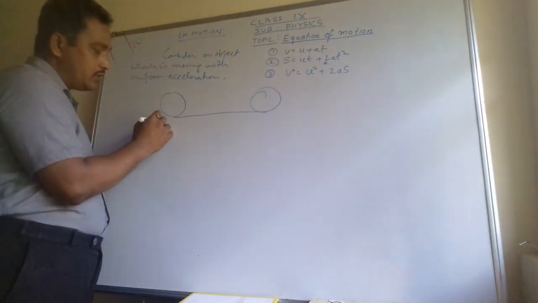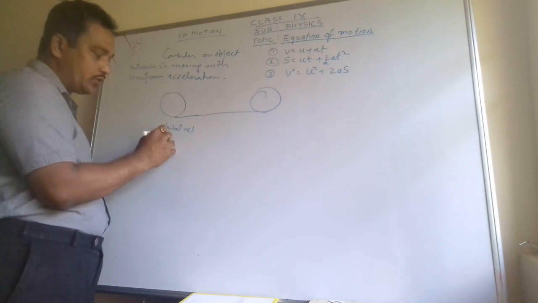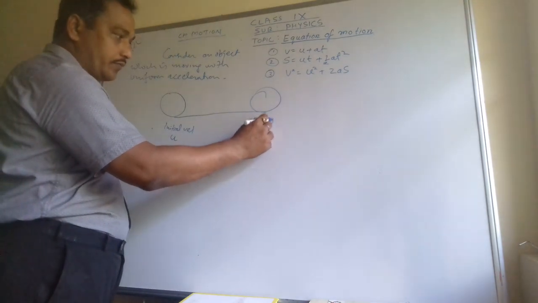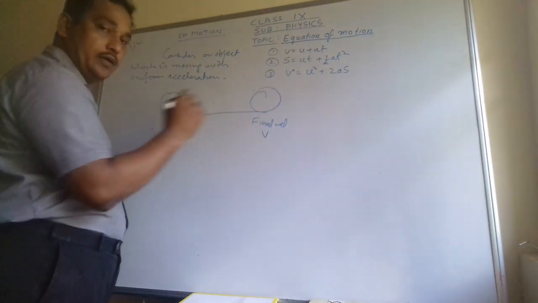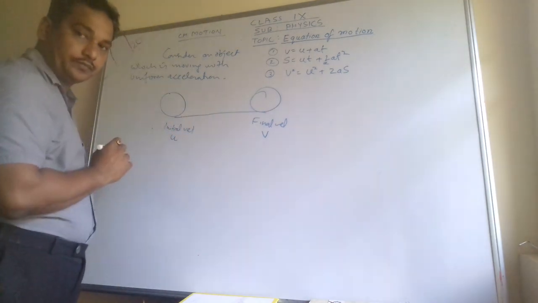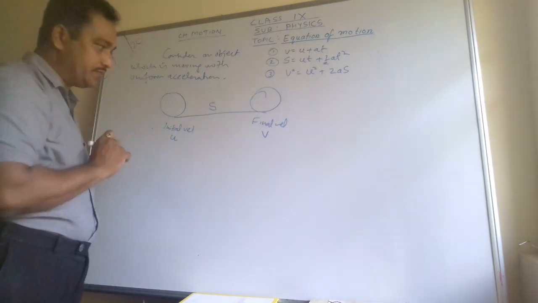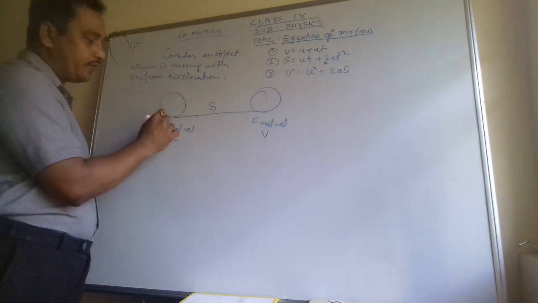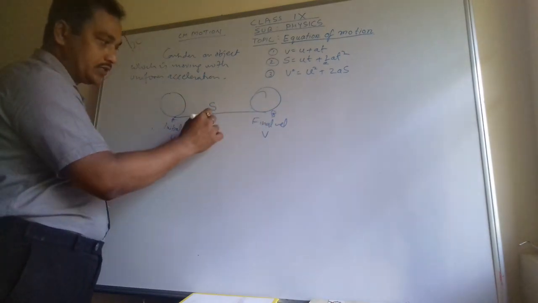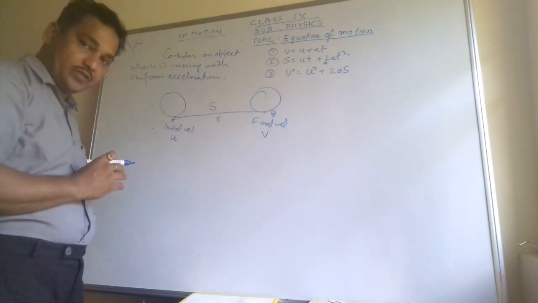Here is the initial velocity. We are denoting this by small u, and this is the final velocity. Final velocity is denoted by letter small v. Now this much distance is covered by the object. We will denote this distance by the letter s. S means distance covered. It is taking some time from this point to this point, A to B. Let it be small t, the time which is taken by this object to move from one place to another.